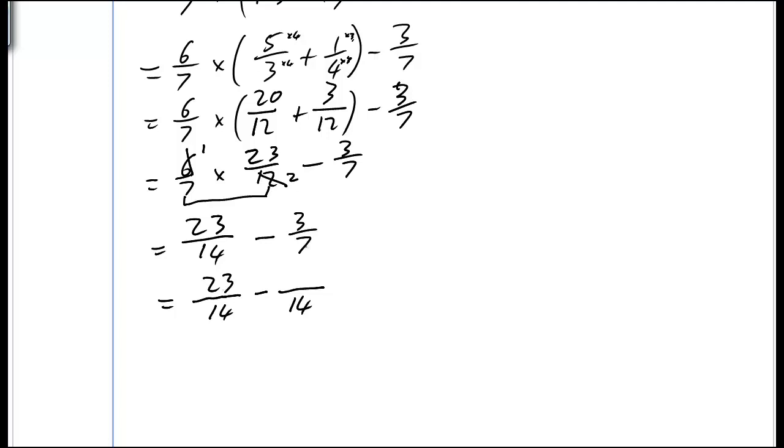Now, what are you going to multiply 7 by to give you 14? You've got to multiply it by 2. So you've got to multiply the top number by 2 as well. So that'll be 6 on 14. 23 take 6 is 17 on 14. Now that's an improper fraction because the top number is bigger than the bottom number. So let's see, how many 14s go into 17? 1 and 3 remainder. So the answer is 1 and 3 over 14.